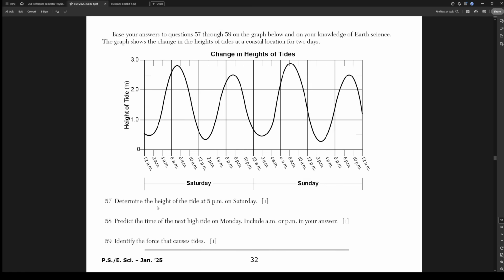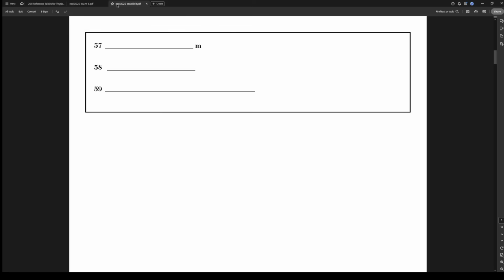57. Determine the height of the tide at 5 p.m. on Saturday. Okay, this is just reading a graph. Look, Saturday, 5 p.m. is between 4 and 6. So right here, so it's right there. So it's 2 meters.